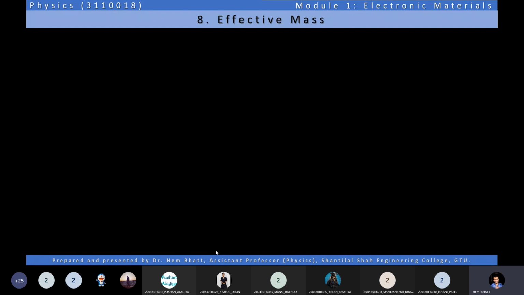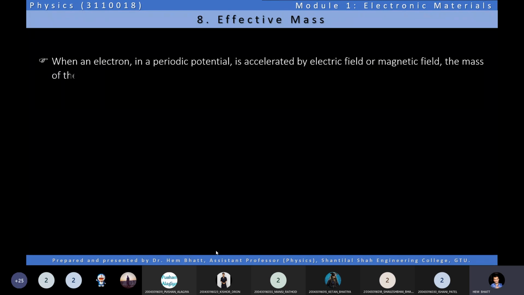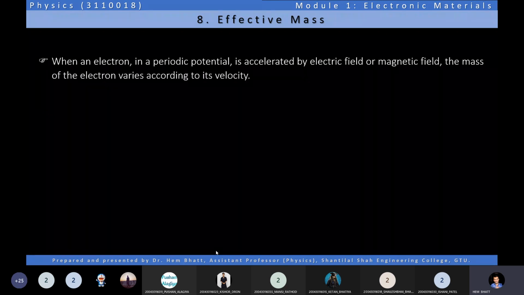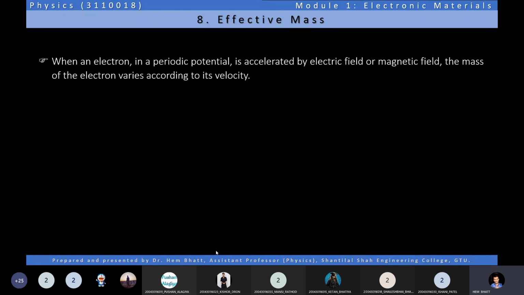Now, whatever comes next, you have to keep writing in your notebook along with me. As soon as this lecture gets over, you will submit this answer. What is effective mass? Derive its expression. That is the question, and here I am showing you the answer.